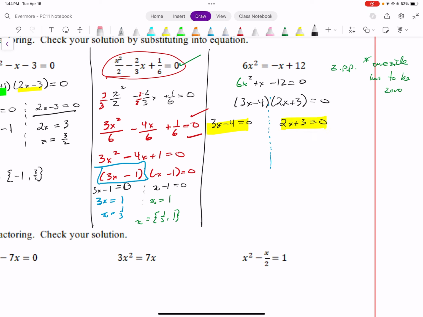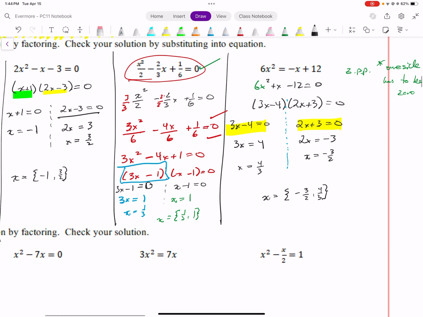So the first one, 3x minus 4, is equal to 0. I'm going to add 4 to both sides, so I get 3x is equal to 4. Now I would like to isolate x, so I need to divide both sides by 3. So this is true when x is equal to 4/3. Now let me go back up to that second factor. 2x plus 3 is equal to 0. So I'm just going to subtract 3 from both sides. And then I'm going to divide both sides of my equation by 2. So the solutions to this are going to be negative 3 over 2, comma 4 over 3.